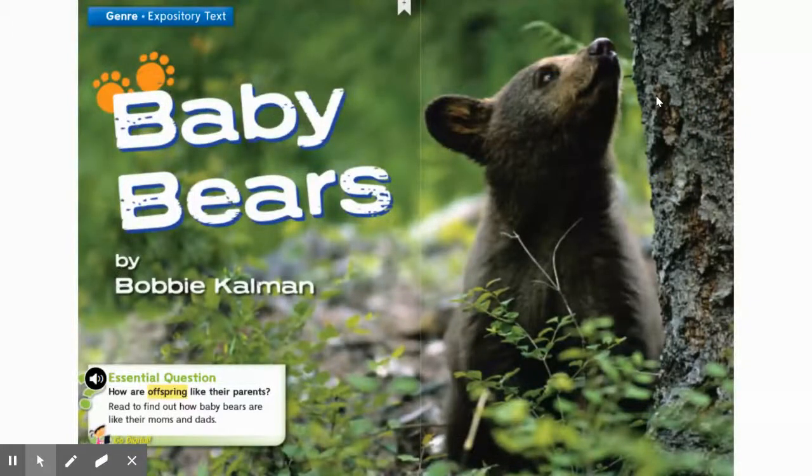All right, so I'm going to skim through the book and remind myself about what each page was about by looking at the text features, noticing the headings on the tops of the pages and any pictures or captions that happen to be on that page, because I've already read the story through one time with you.